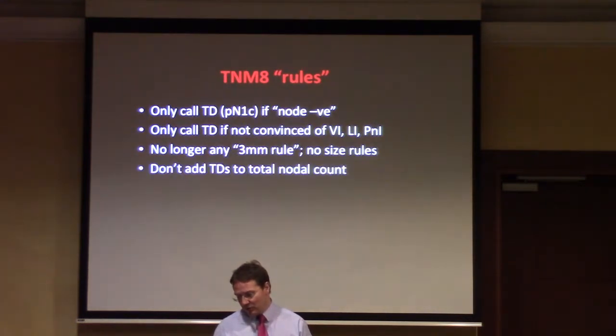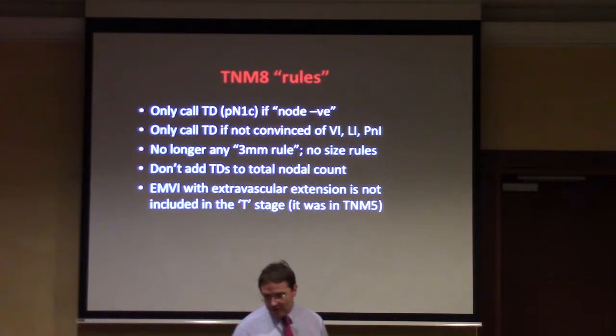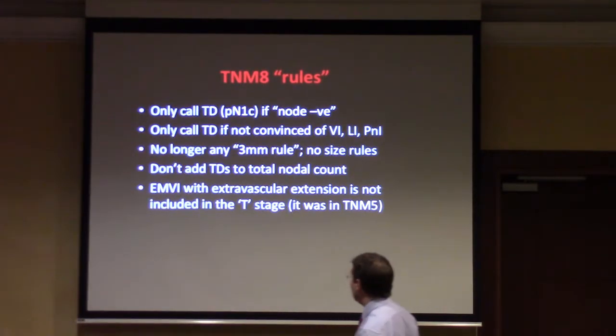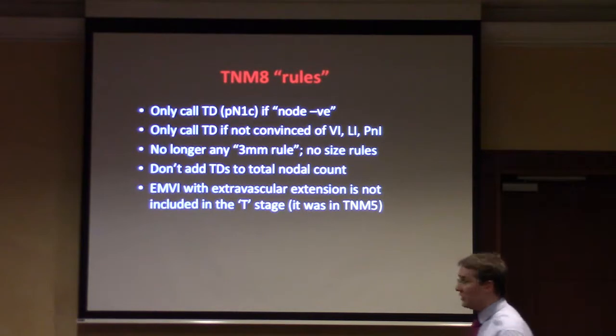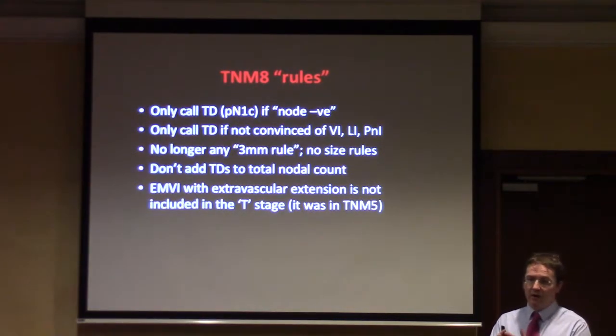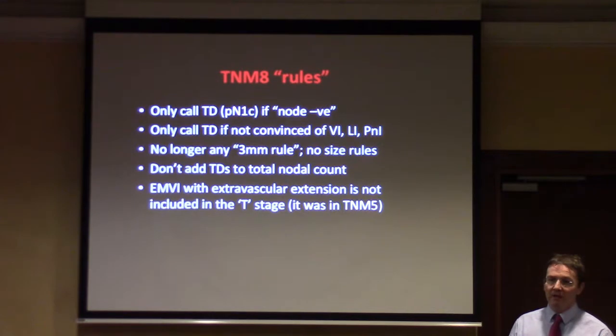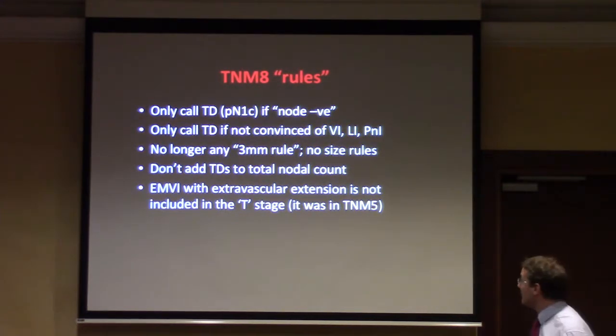So there's no size rules anymore. We certainly don't add tumour deposits to the total number of involved nodes. And the other interesting thing was that they changed the rules subtly, but importantly: if you have clear-cut extramural venous invasion with extravascular extension, like one of those foci where it was clearly venous invasion but it was bursting out of the vein into the surrounding tissue, that used to increase the T stage, certainly under TNM5. I'm not sure when it changed over.